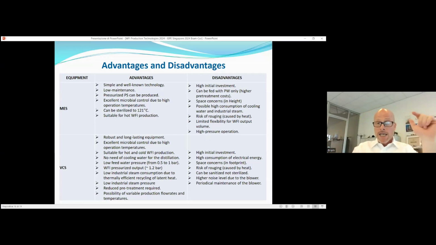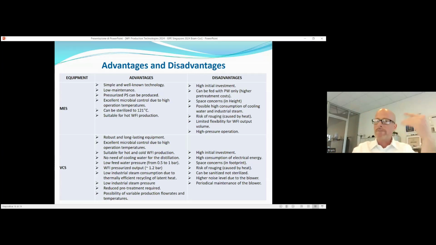It's high in electrical energy consumption compared to the other two technologies. In any case, even if it is steam heated, because you need to run the compressor itself, and it has a high consumption. It's quite big, so the space and footprint is quite high.